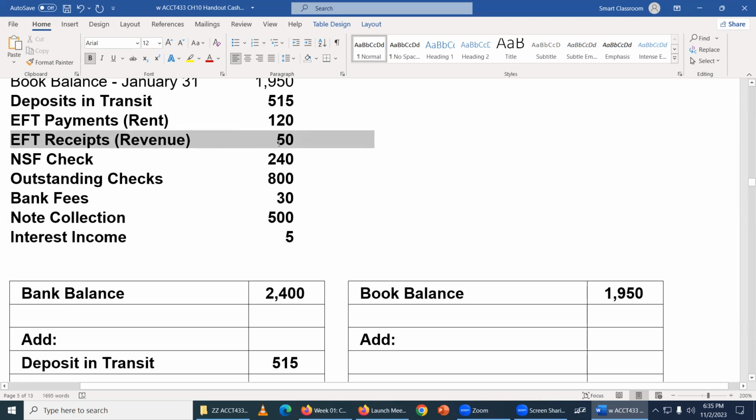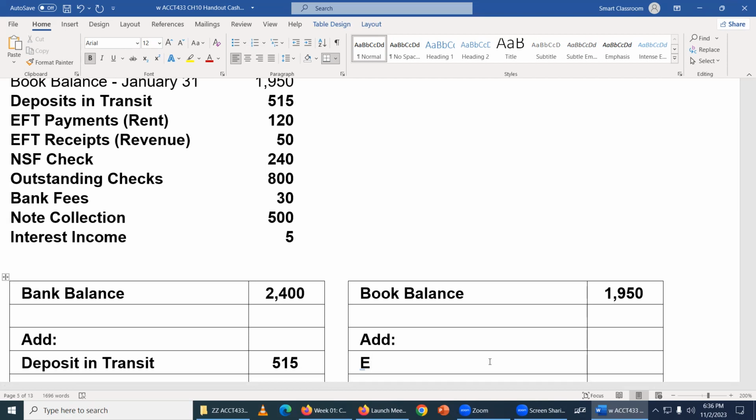Okay, so let's see, we're going to add the revenues, the receipts. Oops. Darn it. Isn't it fun watching me learn how to use a computer? It makes it all worthwhile.